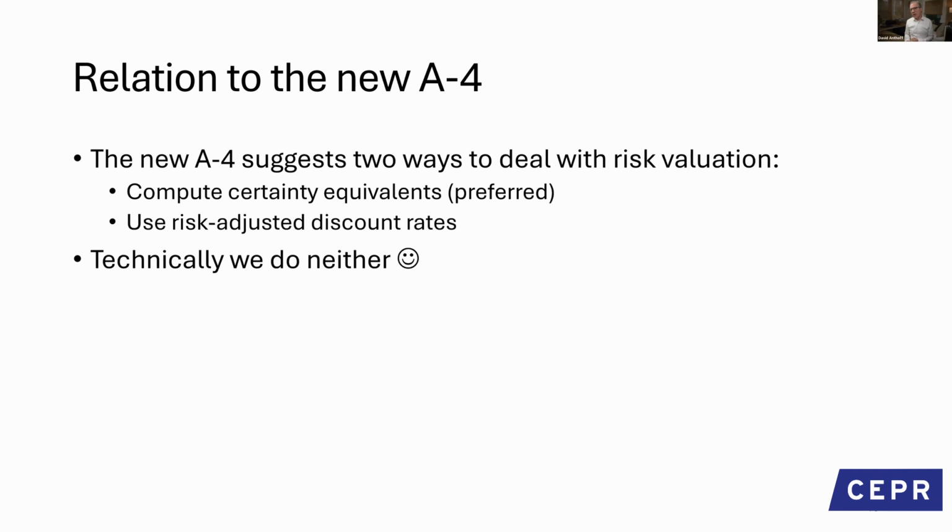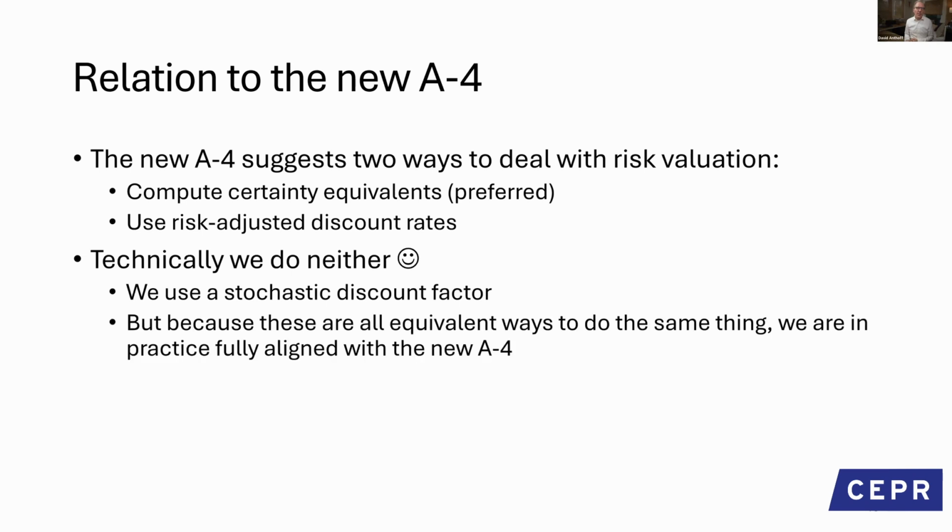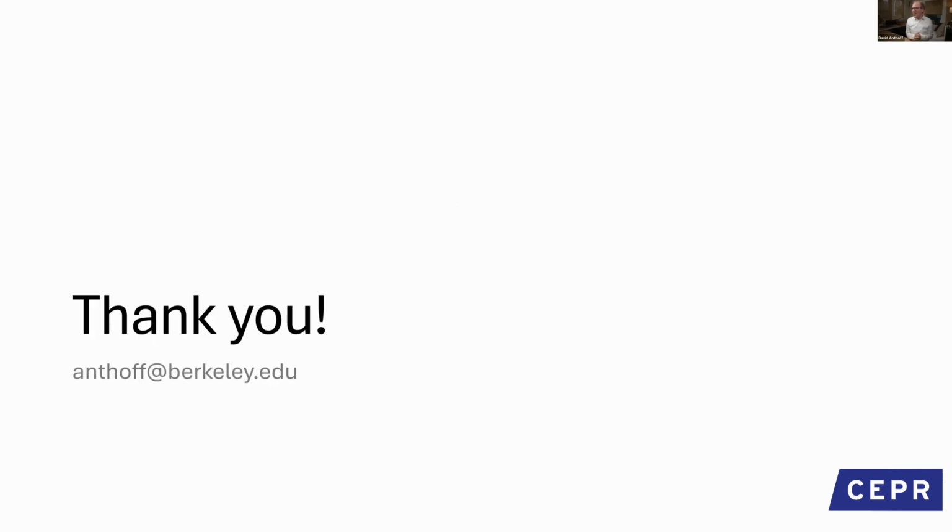So technically, we do neither here, which is quite hilarious, because we use a stochastic discount factor directly in our work. But because all of these ways of doing things are really under the hood equivalent, I think we are in practice very much aligned with the new discounting guidelines in A4. I think there's consistency between what they recommend and what EPA put out. We just use a slightly different math approach to do it, but conceptually there is really no big difference here. And with that, I went over by almost 3 minutes, and I apologize for that.